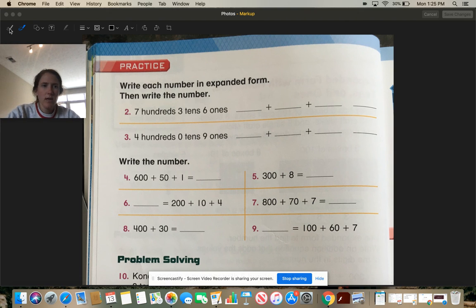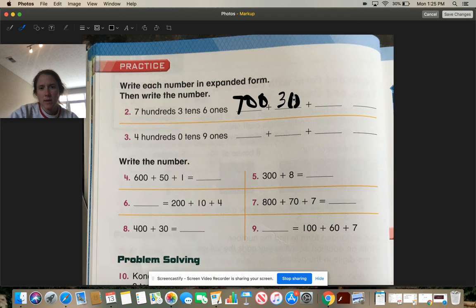So I would write, get out my marker. 7 hundreds would be the same thing as 700. 3 tens would be the same thing as 30. And 6 ones is the same thing as 6. So if I were to write that whole number out, I would write 736. Now let's try the next one.